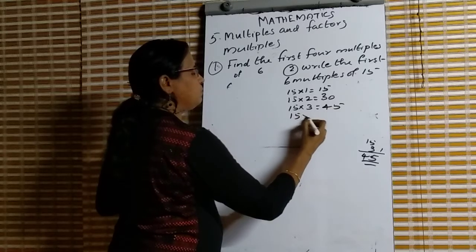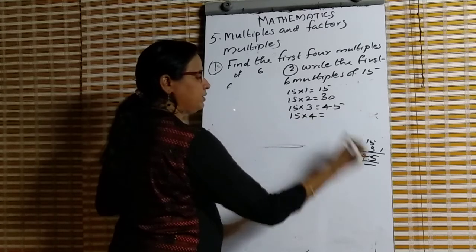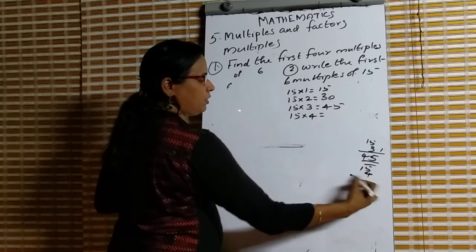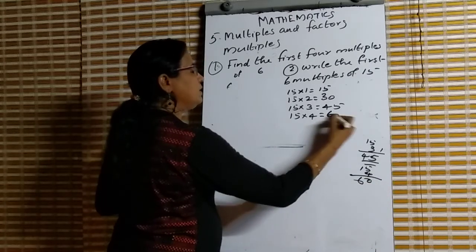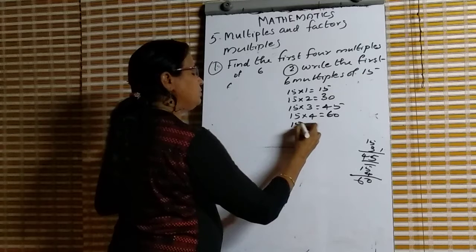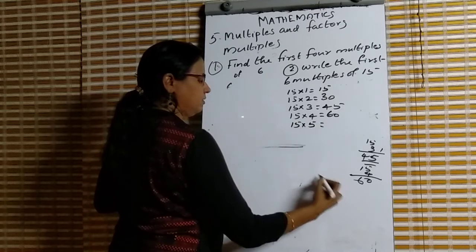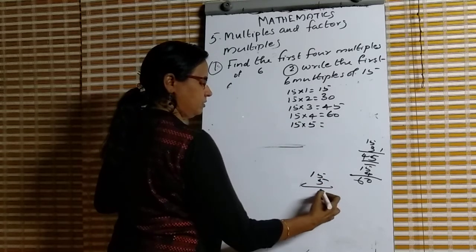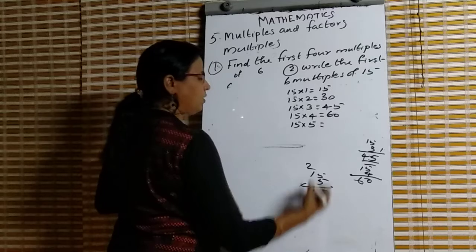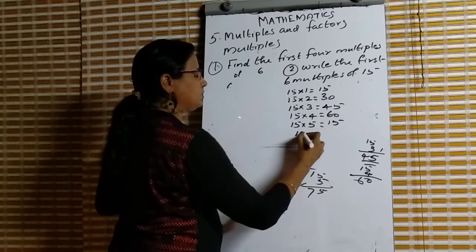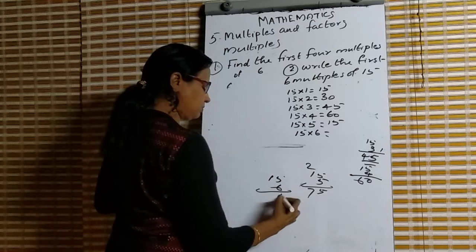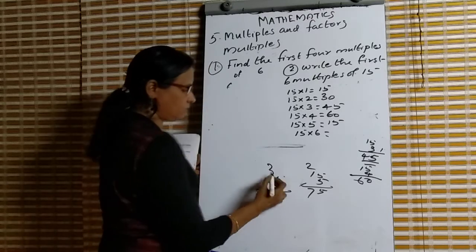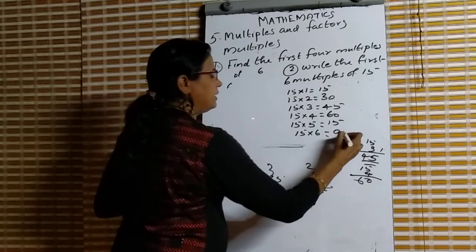Then 15 into 4: 5 4s are 20, 1 4 is 4, 4 plus 2, 60. 15 into 5, 75. 15 into 6: 6 5s are 30, 1 6 is 6, 6 plus 3, 90.